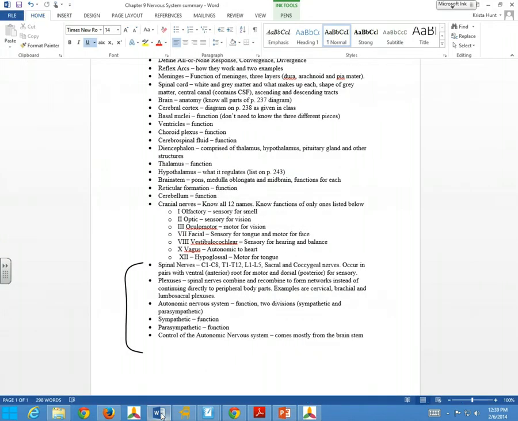Back to our sheet. What you need to know: there are 8 cervical nerves, 12 thoracic nerves, and 5 lumbar nerves. And then you have some nerves in the sacrum and the coccyx, so sacral and coccygeal nerves. They occur in pairs, right? So on the left here, this is C6 that comes out on the left, and this is C6 that comes out on the right.